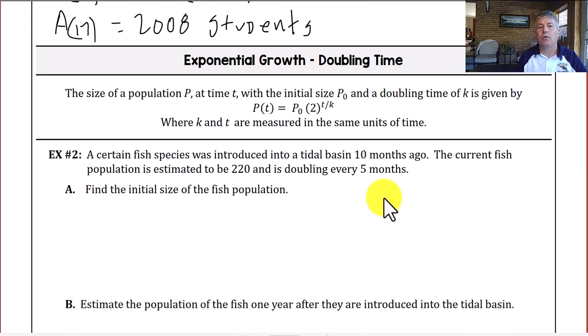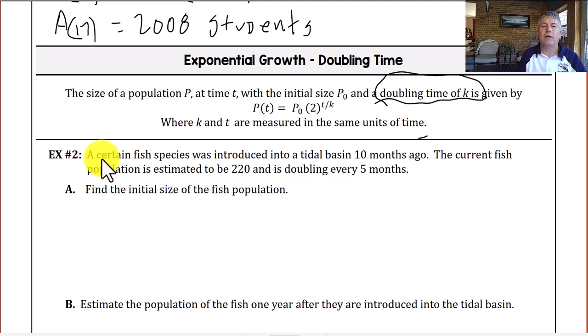In the next example, we're going to use doubling time. So our formula here, P of t, so t is our variable time. P sub 0 would be our original or initial size, or our size at time 0. We're doubling, so our ratio R is going to be 2, and all raised to the t over k, where t is some time and the doubling time is k. So doubling time is k. So the amount of time it takes to double, and make sure your k and t are in the same units of time.